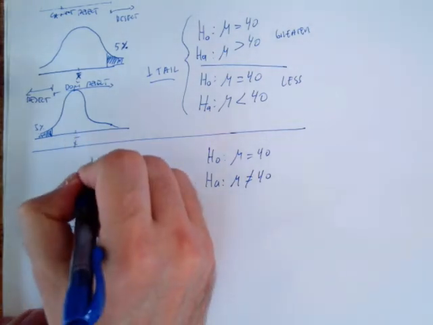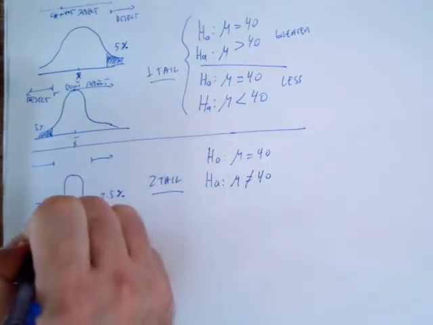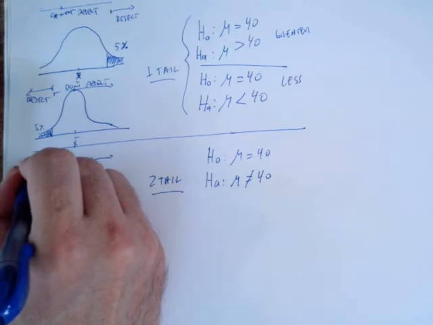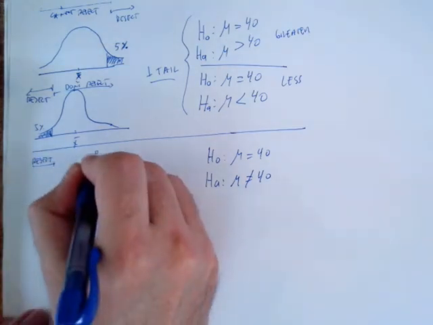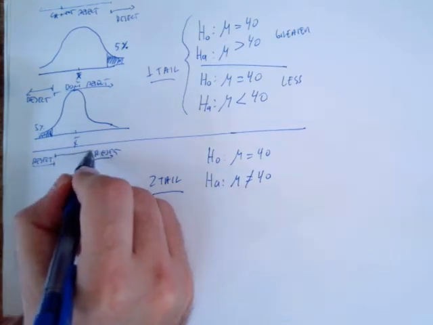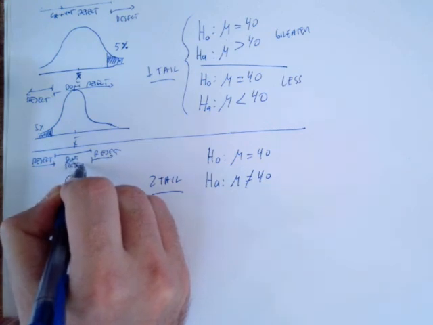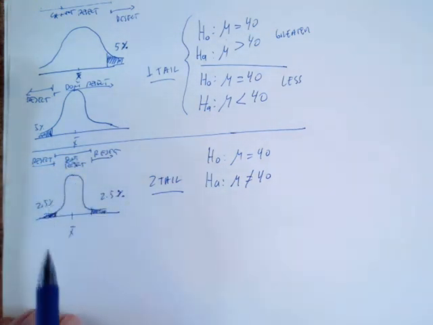So if 40 is here or here, so less than or more than those values, I can reject. If 40 is between those values, I don't reject. I don't have space. Don't reject. Okay? Does that make sense? Let's go to the next one.